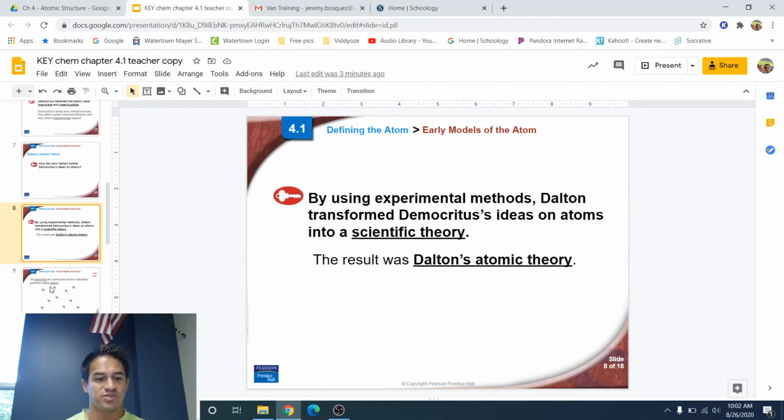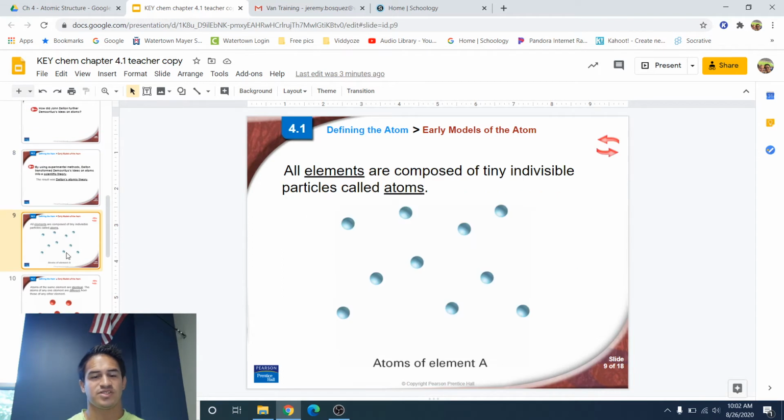There are 4 parts to his theory. The first part basically said that all elements are composed of tiny indivisible particles called atoms. This is no different than what Democritus basically said, so no new information here. And we know that all elements are composed of atoms.